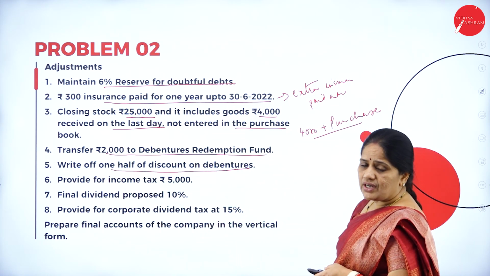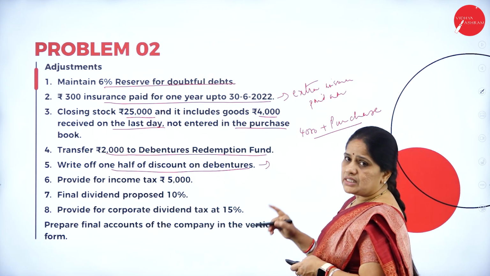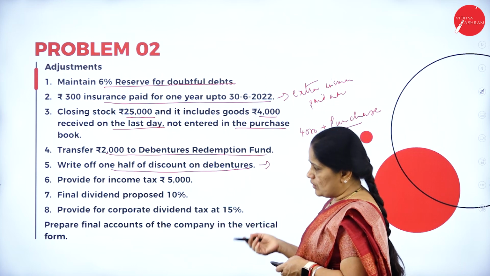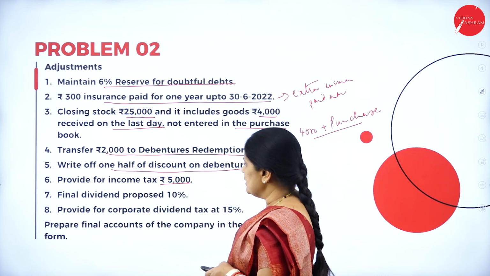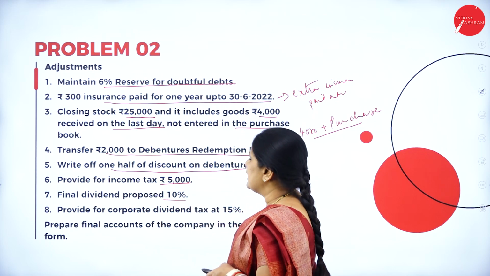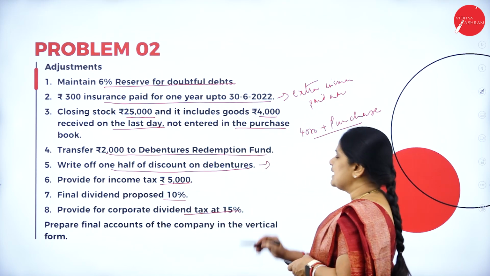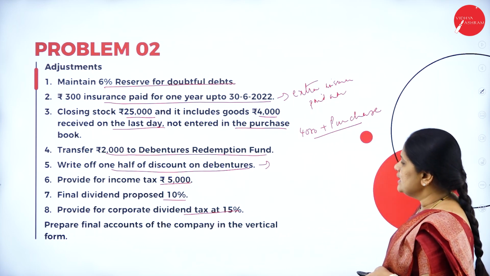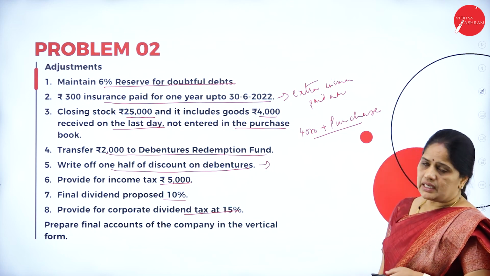So discount given on debentures is a loss, it is a deferred expenditure which has to be written off. Then provide for income tax at 5,000. Final proposed dividend is 10%. Provide for corporate dividend tax at 15%. Then prepare final accounts of the company in the vertical form.